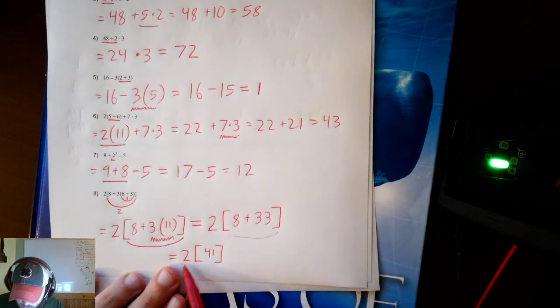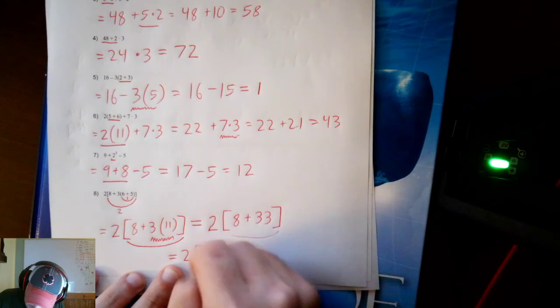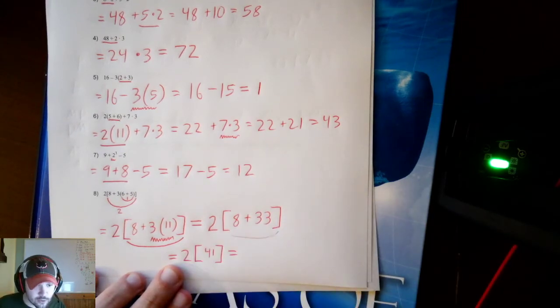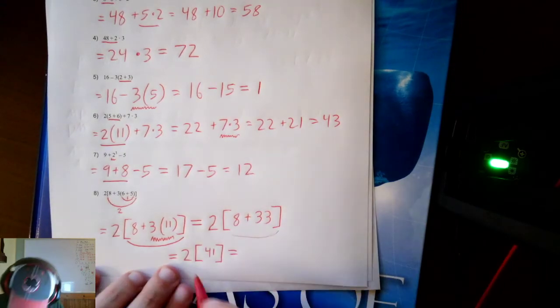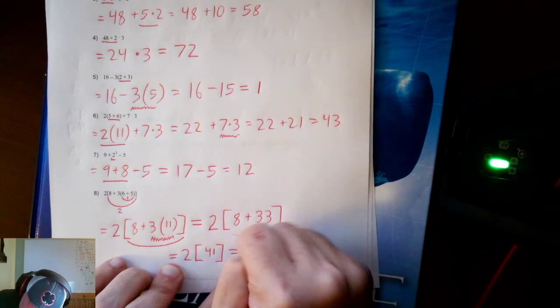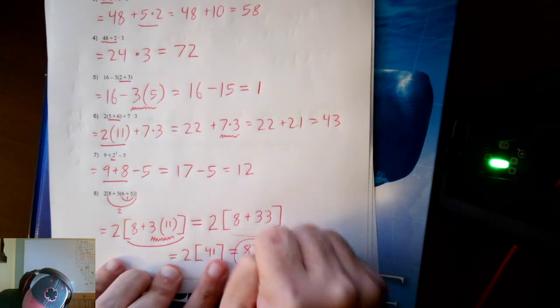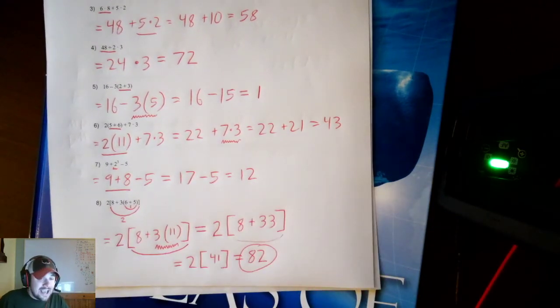And now I'm ready to work with this 2. What symbol is here? Multiplication, right? Whenever a number is written next to a grouping symbol, it's multiplication. 2 times 41 is 82. So I get 82 as my final answer. Notice we just walked one step at a time, right? We go one operation at a time.